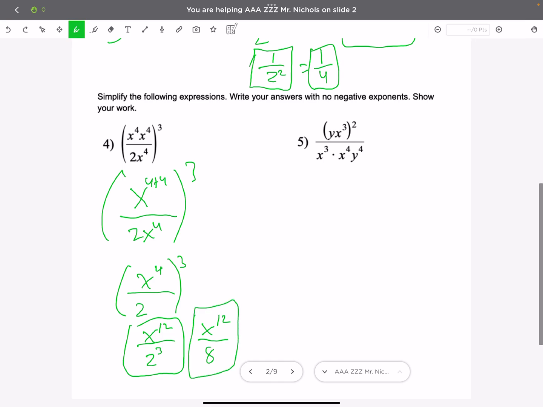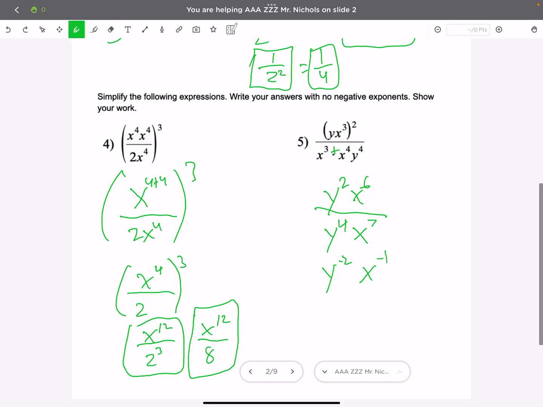Now here, once again, we want to distribute the 2, so it becomes y squared x to the 6th over, now when I combine, that's 3 plus 4, and so that becomes x to the 7th, y to the 4th. And so when you subtract, that becomes y to the 2 minus 4, x to the 6 minus 7. Now 2 minus 4 is just going to become minus 2. And 6 minus 7 is just going to become minus 1.